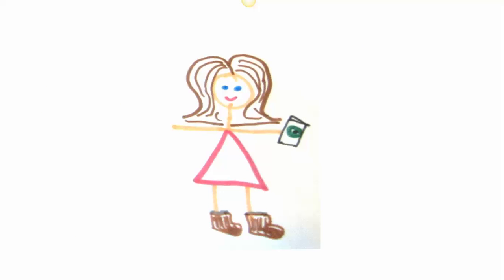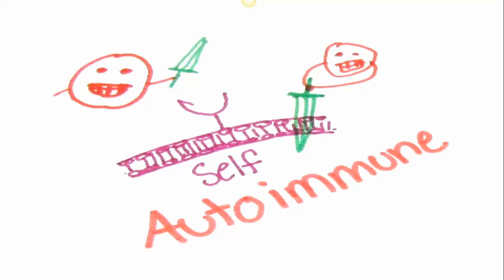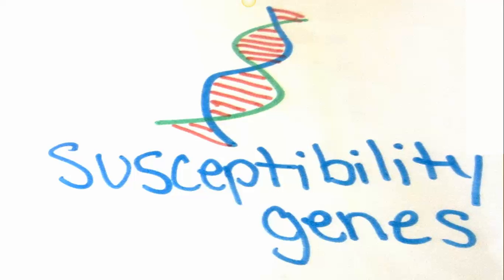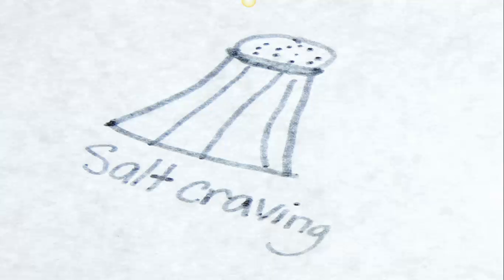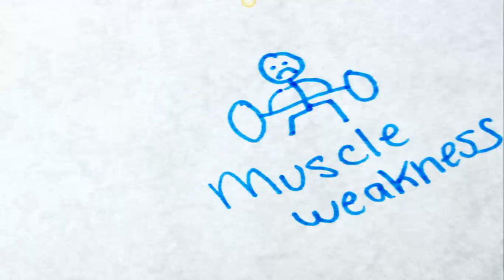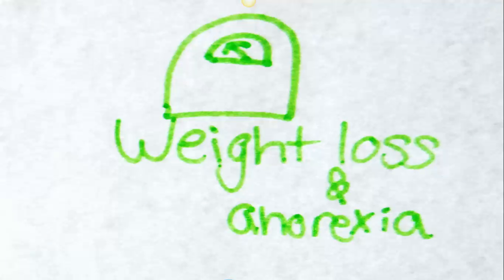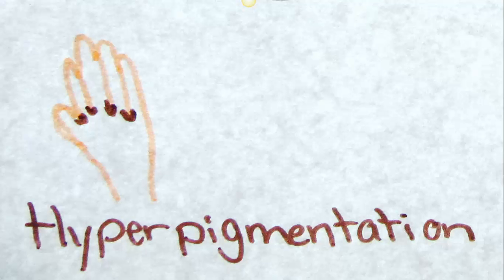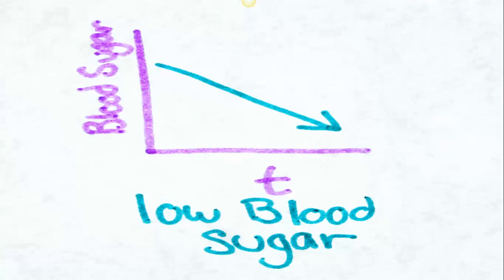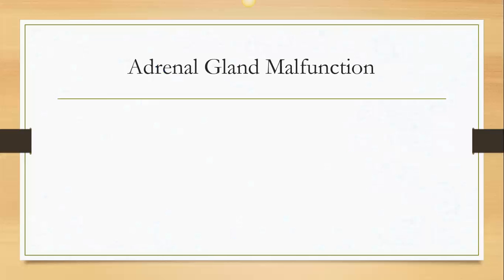Sue is a Caucasian female of 27 years old. She has an autoimmune disease which she inherited from her parents. Symptoms she's experiencing are salt cravings due to the lack of aldosterone, muscle weakness due to the lack of glucocorticoids, muscle or weight loss and anorexia, also from lacking glucocorticoids, hyperpigmentation, decreased blood pressure as a result of lacking aldosterone, and lowered blood sugar as a result of lacking glucocorticoids.